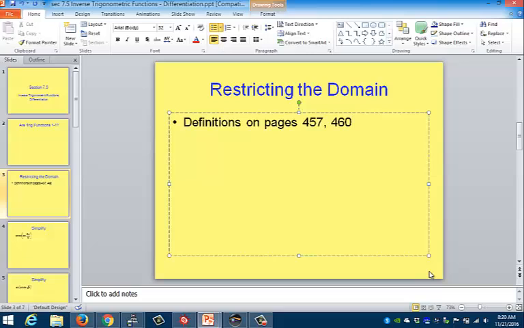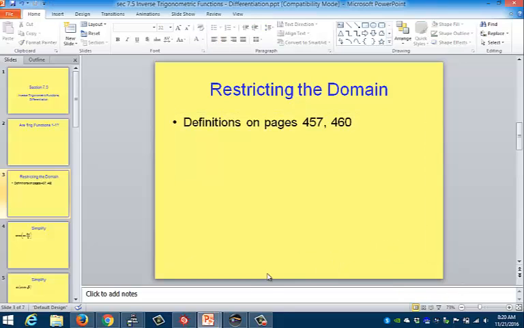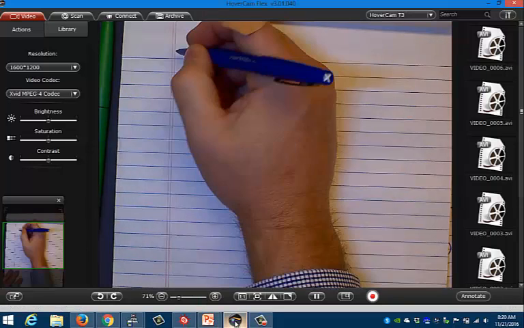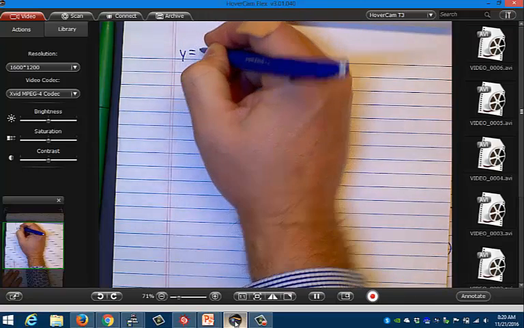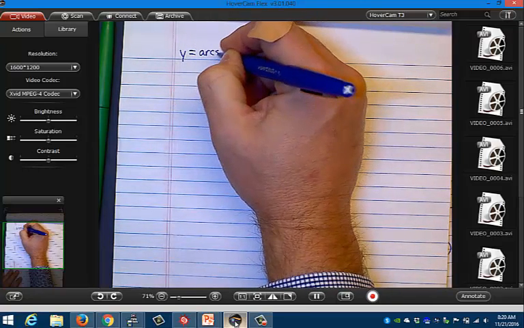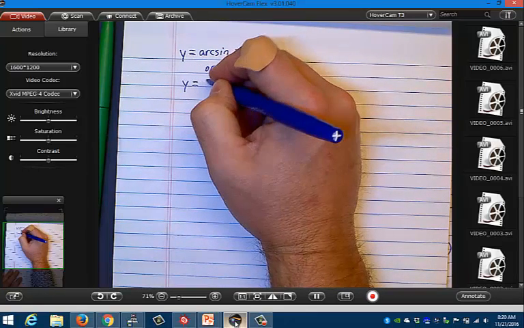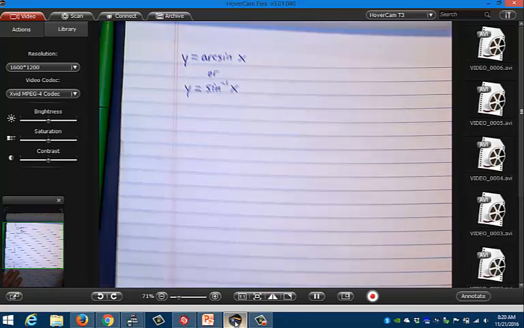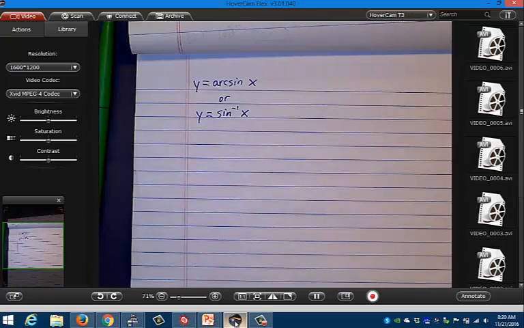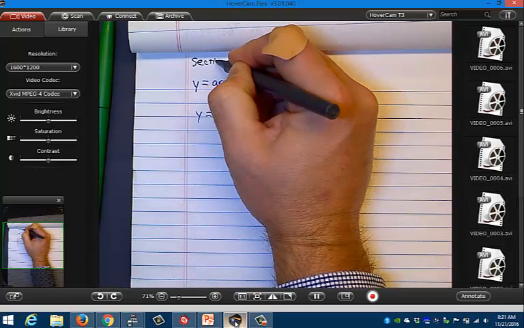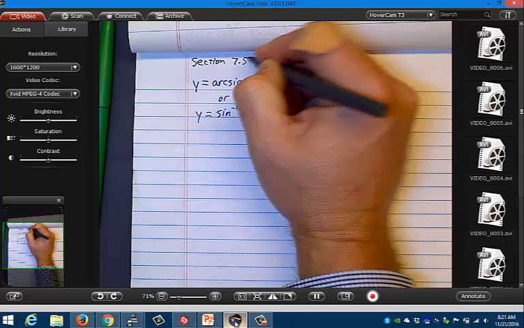Let me give you our definitions of the inverse trig functions, all right? So maybe if I start with page 457 here and talk about what I mean by the inverse sine. Let's do that first, okay? We want to talk about restricting the domain. Sometimes we'll write y equals arc sine of x, or we can say y equals the inverse sine of x. These are equivalent, okay? So we talk about inverse trig functions, and this is section 7.5.